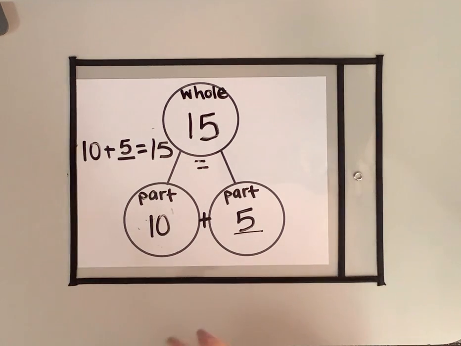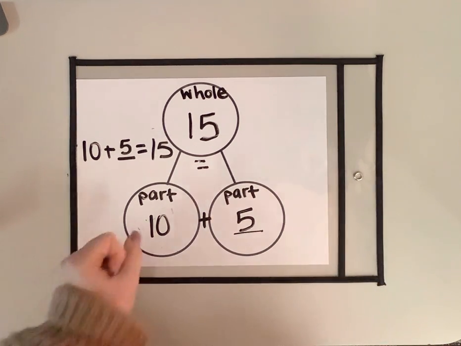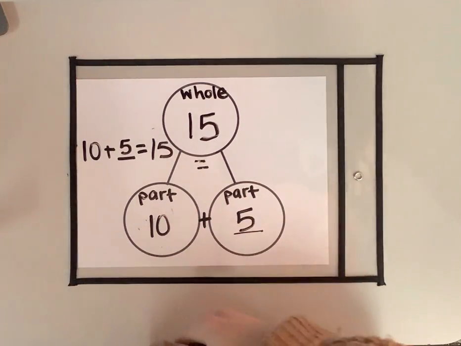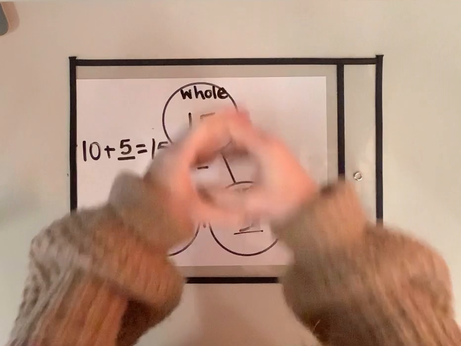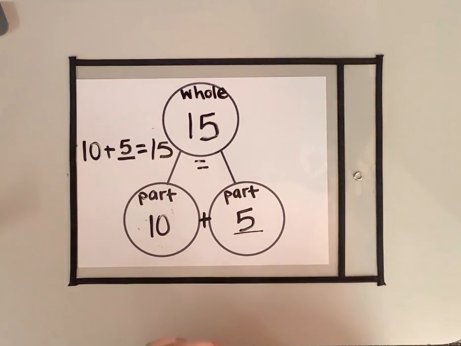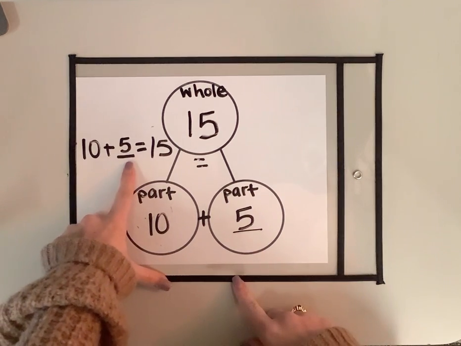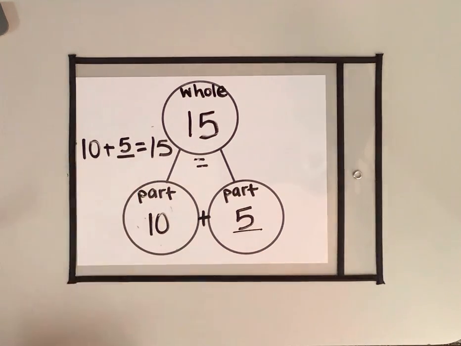Great job, first grade. Today we learned that we can also use a number bond to help us solve addition problems. We start with a part and add to our part until we get to our whole. Part, part, whole. So today you are going to be practicing using a number bond to solve change unknown addition problems. Have fun!